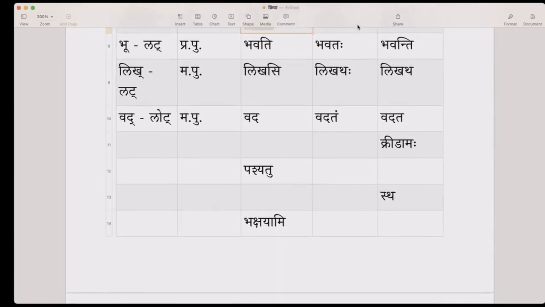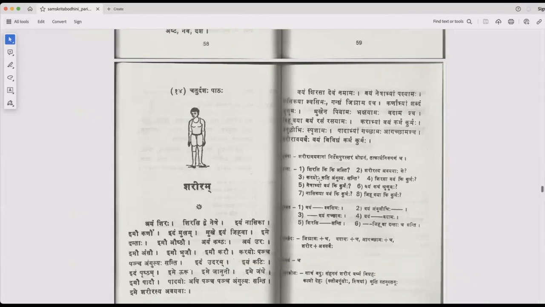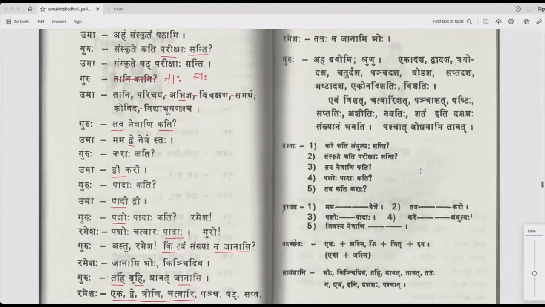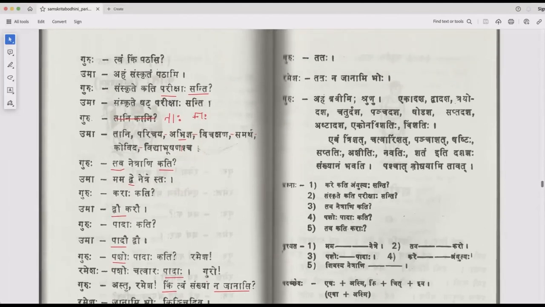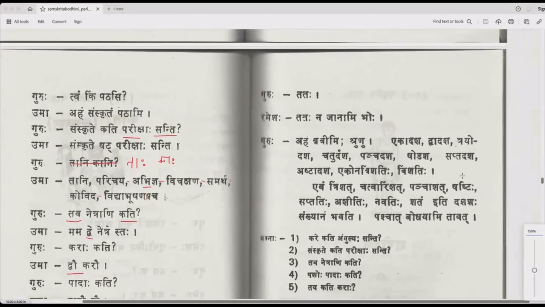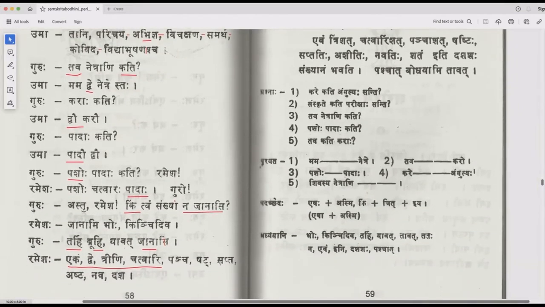Okay, so now we can go to the text. I will close all of this. We have just a little bit more in this section. Just numbers. If you can see this properly, can you read this, Ramesh Mahadya? I'll try. So where we stopped was, we stopped with the Ekam Dve Trini Chattwari Pancha Shat Sapta Ashta Nava Dasha.